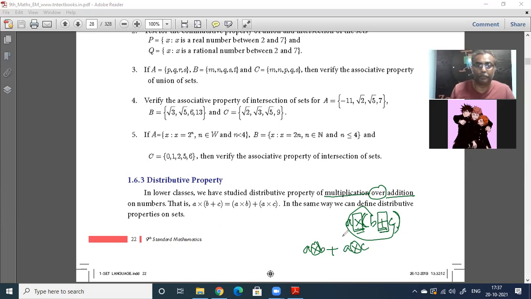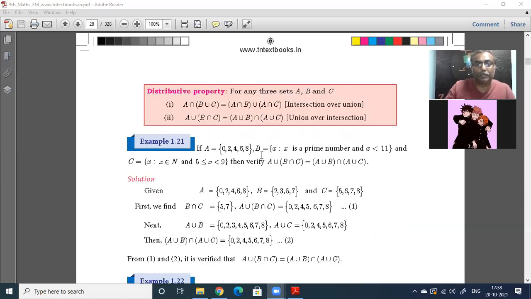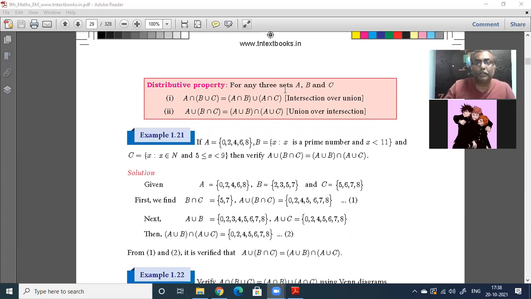That is the distributive property of something over something. Multiplication over addition means multiplication will come first. Now, in set operations, we don't have multiplication and addition like that. We have union and intersection only, correct? So you have to think about the distributive property of union and intersection. Now, take any three sets A, B, and C.